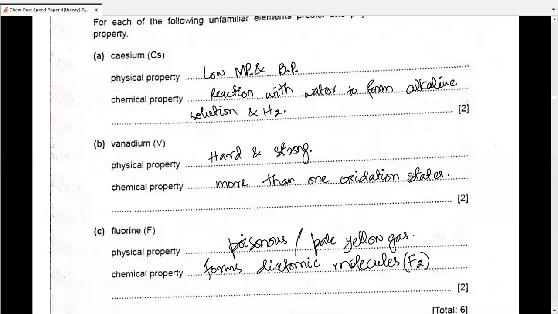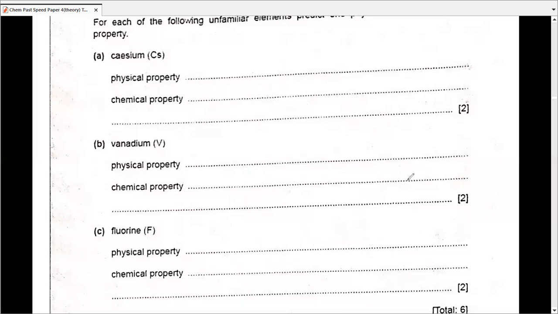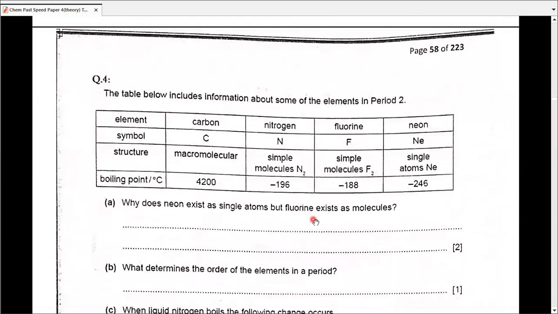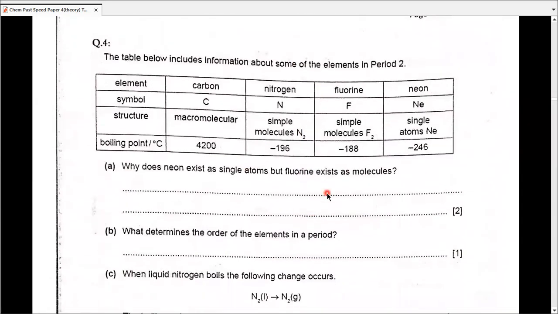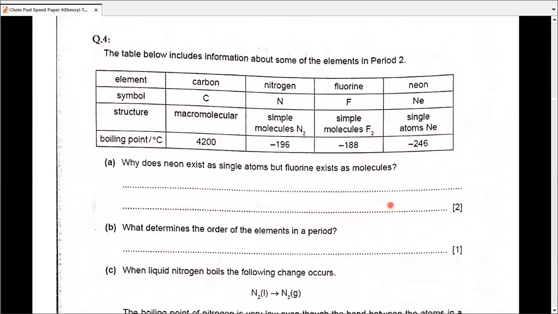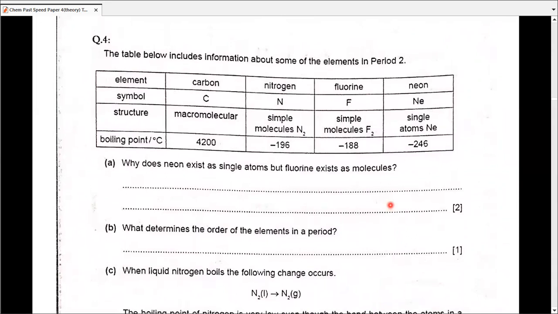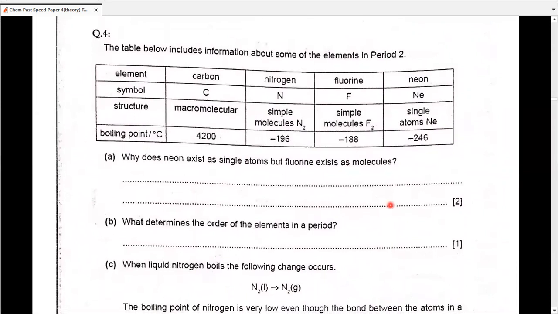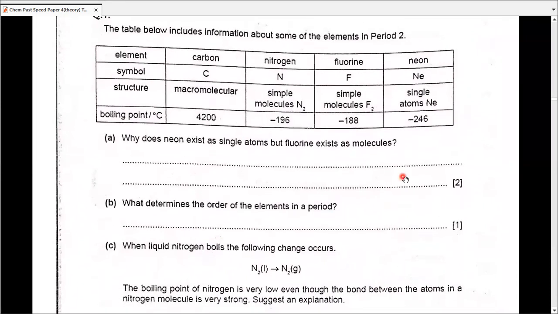Done, sir. Great. Let's clear up. Let's see what we have as question number 4. Great question. Whoever is the author or the compiler is picking up some very old questions, but good ones to go for. Okay, so remember the table below includes the information about some of the elements from period 2. So we are only discussing period 2. All right, let's keep going on.